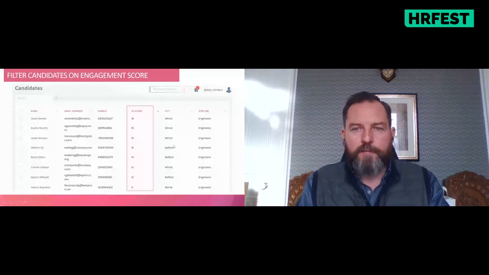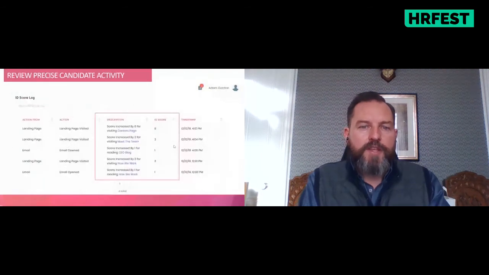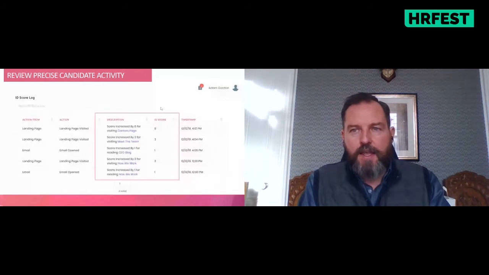Very, very useful way of filtering your pipelines. When you're able to see exactly what each candidate did, that means that you know what to say when you make contact.